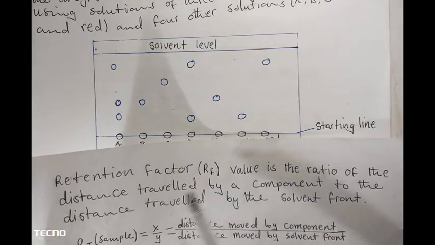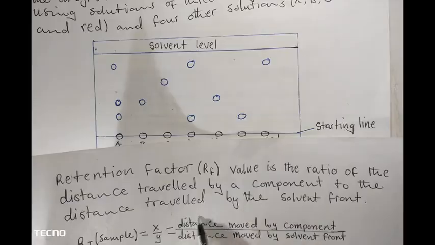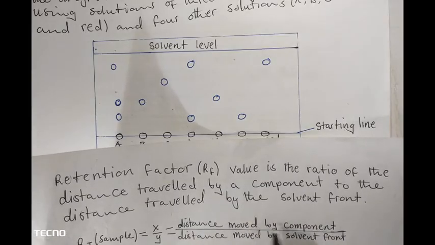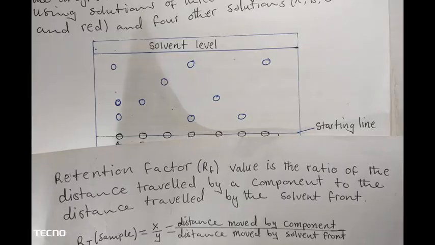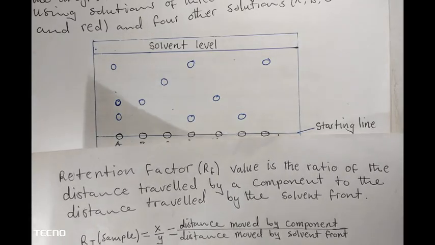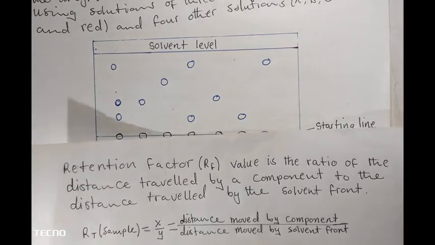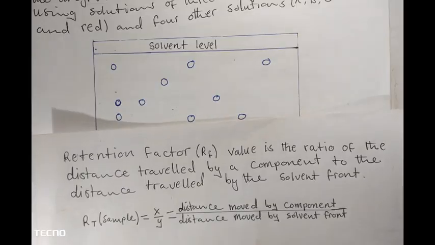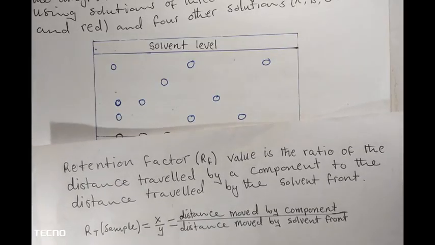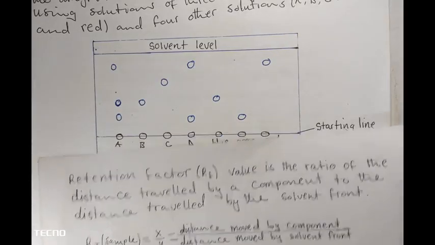So now the answer is always 1 or less than 1. It depends on how a sample has moved. So the answers are not greater than 1, according to the way the retention factor is.